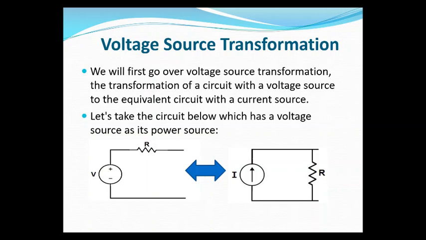We will first go over the voltage source transformation: the transformation of a circuit with a voltage source to the equivalent circuit with a current source. This is possible by using Ohm's law. Let's take the circuit below, which has a voltage source as its power source. See here, there is a voltage source, with the voltage in series with a resistance R. This may be converted into a current source I in parallel with resistance R.